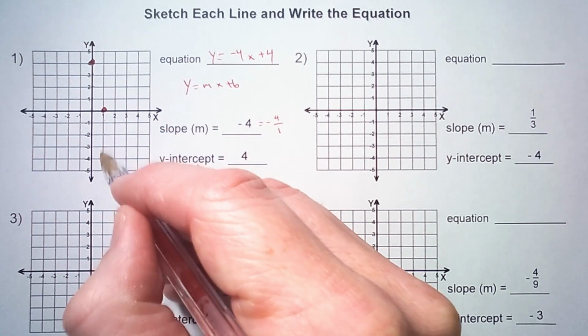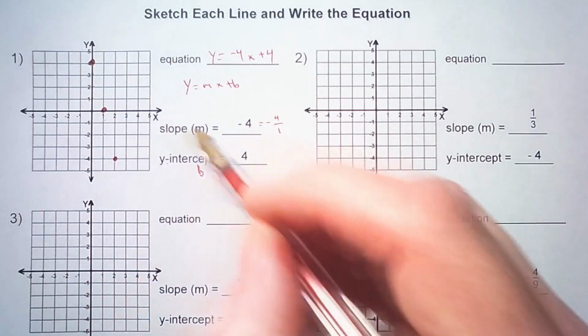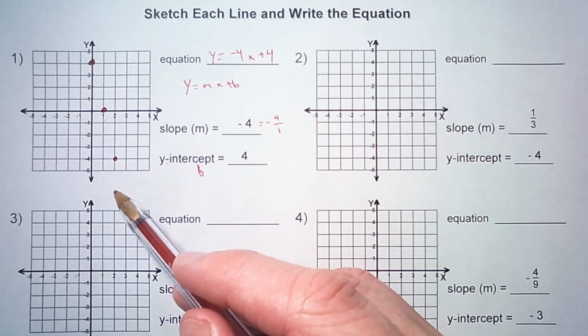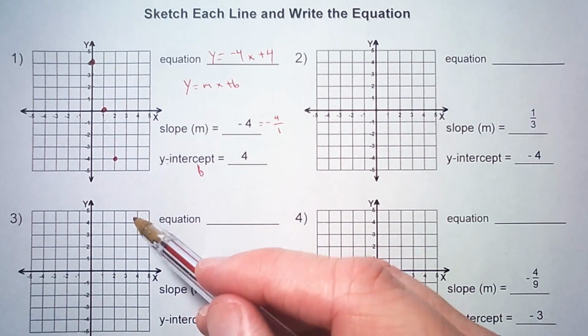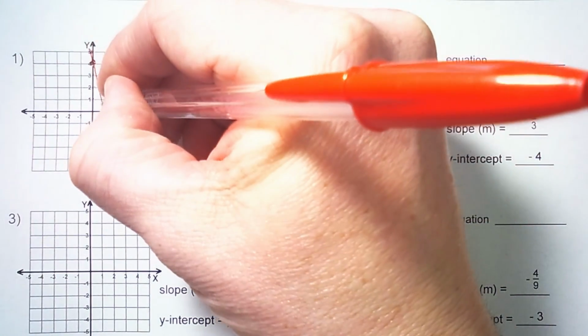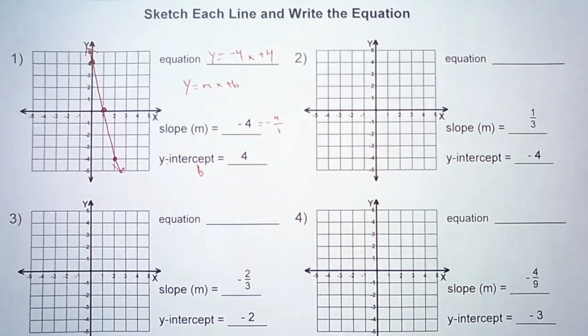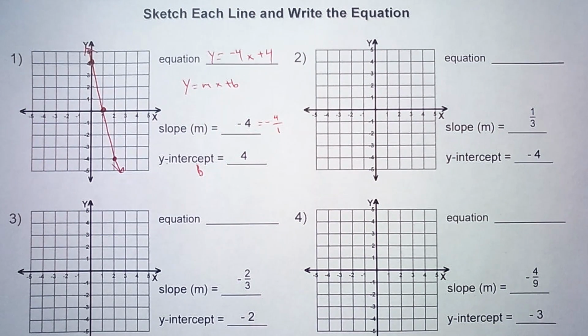1, 2, 3, 4, 1. And we want to put as many points as we can on the graph. And I've run out of room to go down 4 and right 1. So those are the points I go with. So my graph looks like this. We want arrows on both ends because lines extend infinitely in two directions.